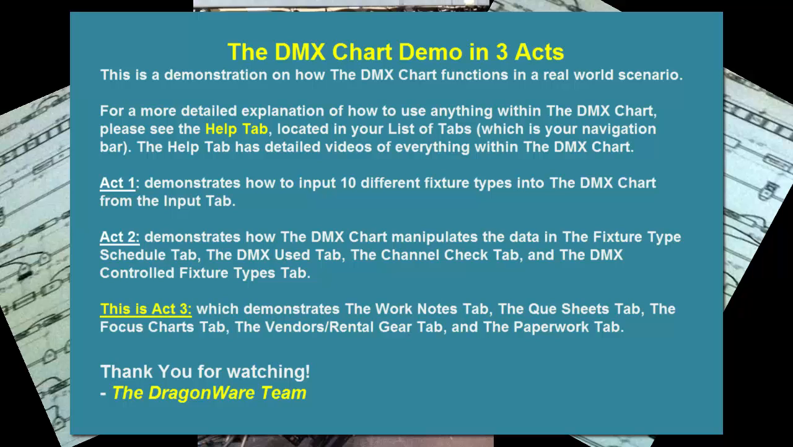The Help tab has detailed videos of everything within the DMX chart. Act 1 demonstrates how to input 10 different fixture types into the DMX chart from the Input tab. Act 2 demonstrates how the DMX chart manipulates the data in the Fixture Type Schedule tab, the DMX Use tab, the Channel Check tab, and the DMX Controlled Fixture Types tab. This is Act 3. It demonstrates the Work Notes tab, the Cue Sheets tab, the Focus Charts tab, the Vendors Rental Gear tab, and the Paperworks tab.